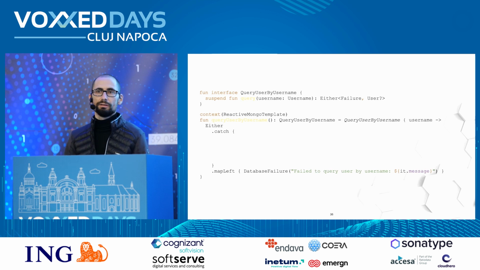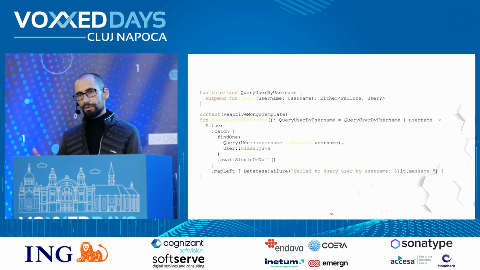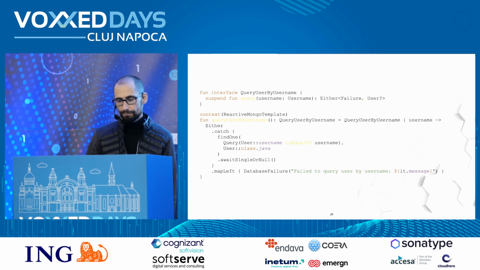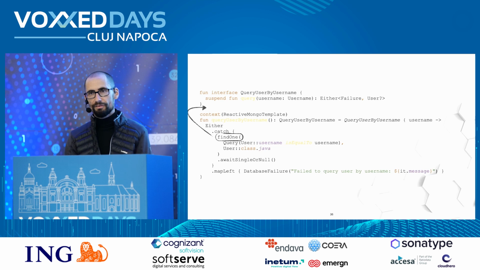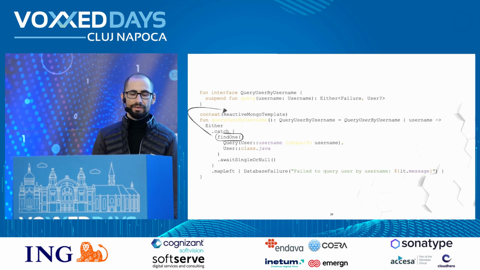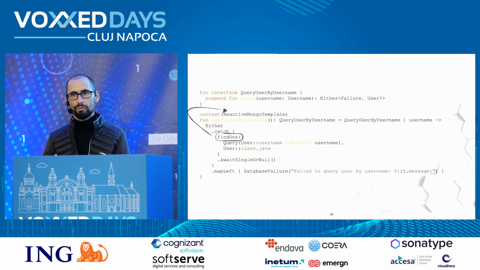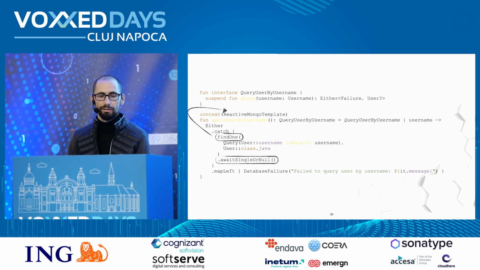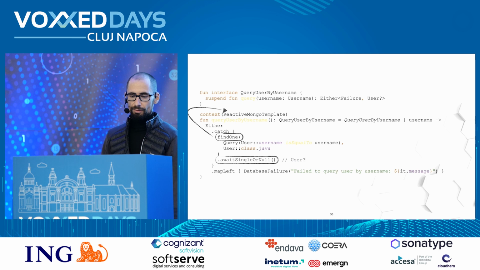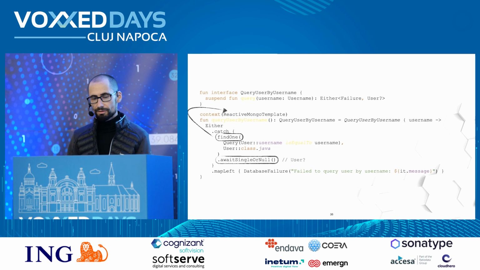In this case, I'm using the reactive Mongo template to actually execute a query to a database. And I'm using context receivers to bring this template into the context. Then I can use find one, which is part of reactive Mongo template. Since I'm in the more Kotlin idiomatic, more FP way, I'm going to have to call await single or null at the end, because I want to get back a nullable user. I don't want to get back a mono or whatever this function returns.